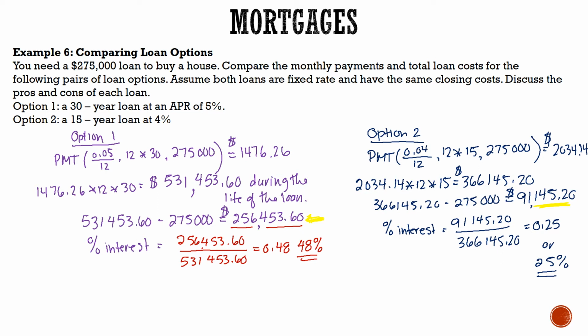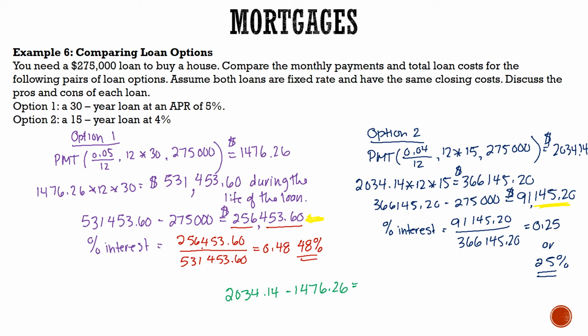However, that all depends on whether or not you can afford the payment in the first place. So we are having an increase in payment that is non-negligible for a lot of people. So we're looking at a difference of a $2,034.14 payment and a $1,476.26 payment.